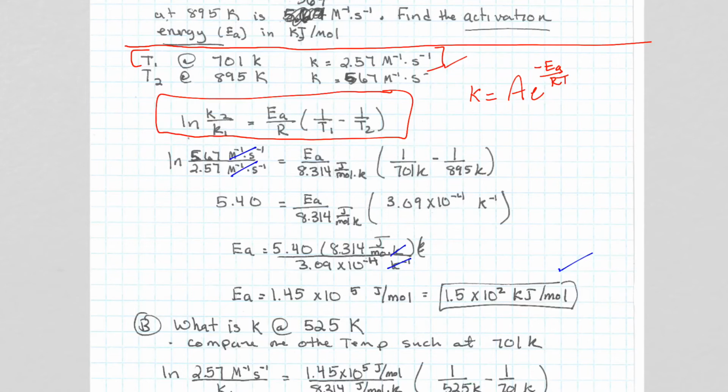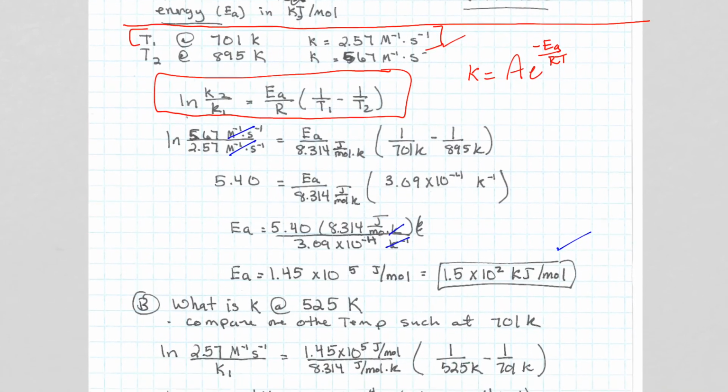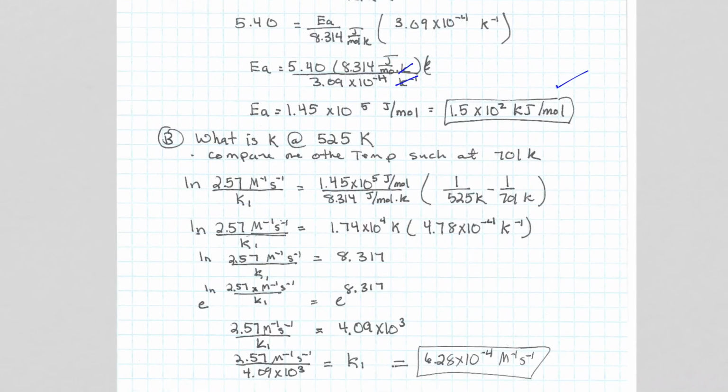Now, a follow-up to that might be something like the following. So now you know the activation energy. What is the rate constant at a third temperature? So what if we're at 525 Kelvin? What happens? Well, we're going to do the same approach, and we're going to compare 525 to something that we know. So we're going to pick one of these other two. It doesn't really matter which one you pick, but I chose to pick 701 Kelvin.